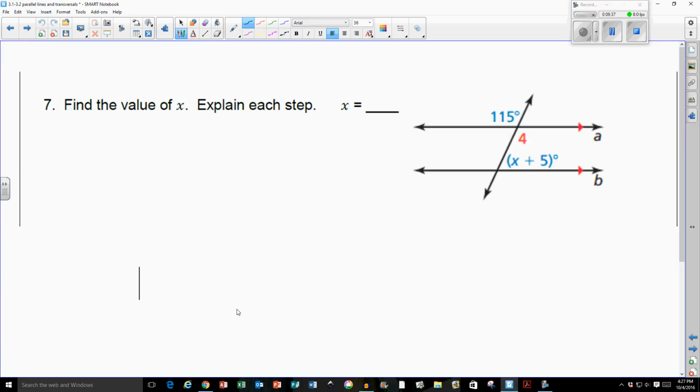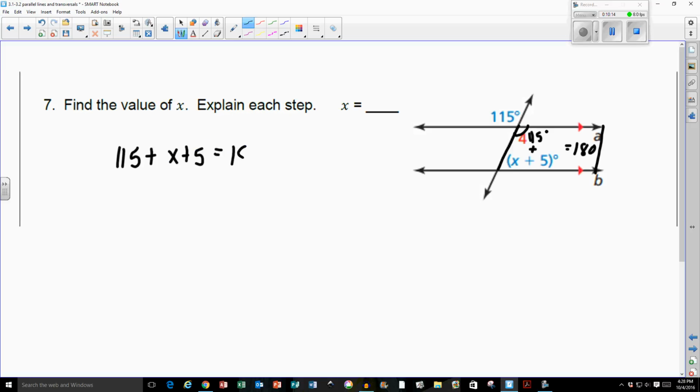All right, find the value of x and then explain your steps. So first of all, I'm going to look over here and see what information I have. So this is 115. I also know that this is 115 because these two are vertical. Well, these two are on the same side. See how they're all inside here? So these two are same side interior. So if I add this angle plus this one, it's going to equal 180. So 115 degrees plus x plus 5 equals 180 degrees.